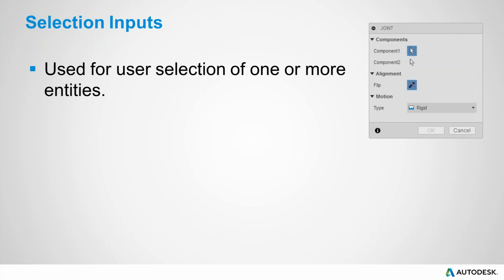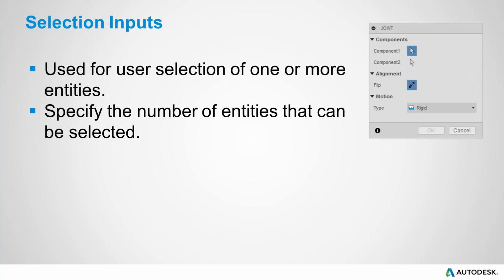All right, so another type of input is a selection input. So when you want the user to select some kind of entity, you can use it. So here's an example of where Fusion uses it a lot, right? Picking the two components to use for a joint. And so you can pick one or more entities, and when you create the input, by default it's set up to select any number of entities, but you can limit the number that can be selected. And probably what's more common is you might have just one, so that would be the max that could be selected, or it's probably any number of entities.